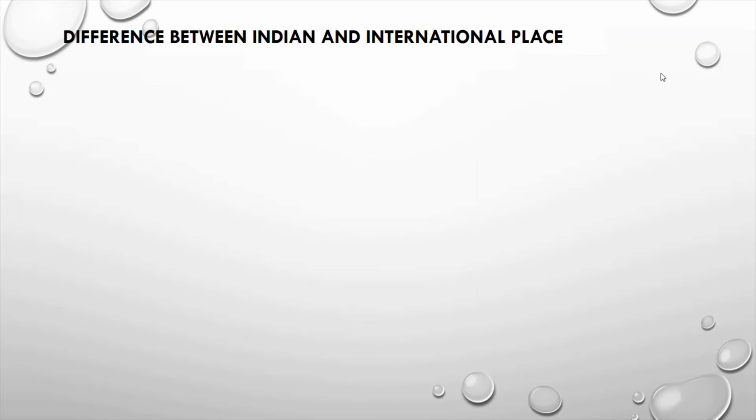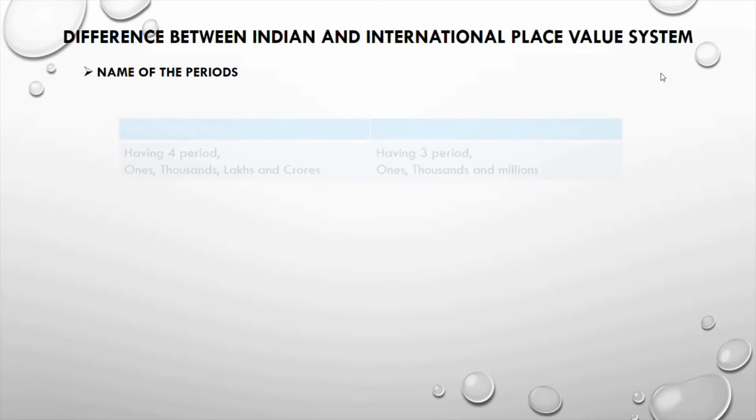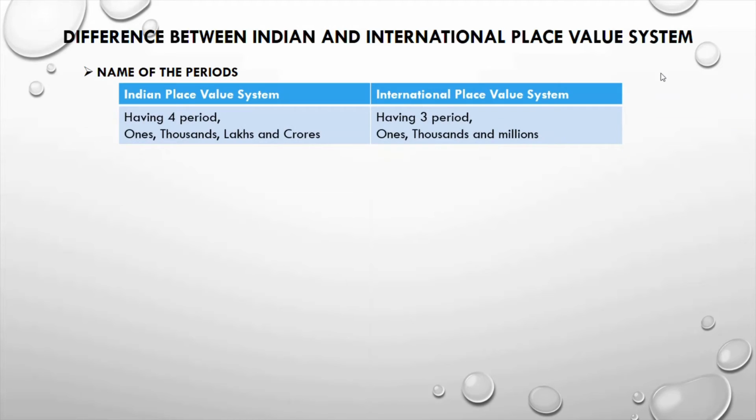Now we know how to read and write large numbers, both as per the Indian place value system and the international place value system. Now we will discuss the difference between the Indian place value system and the international place value system. First is the name of the periods. In the Indian place value system, there are 4 periods: ones, thousands, lakhs, and crores. Whereas in the international place value system, there are 3 periods: ones, thousands, and millions.